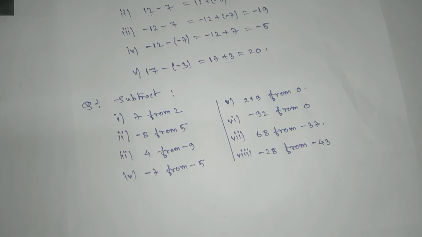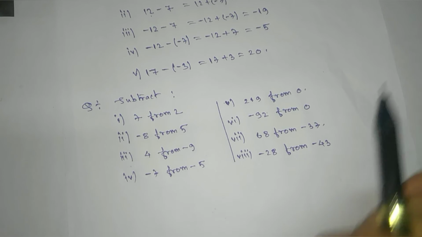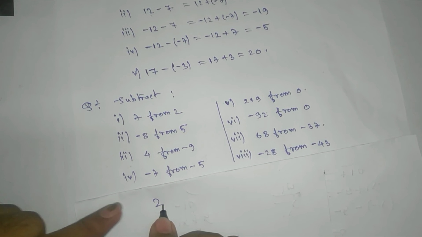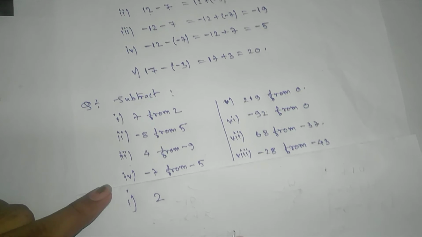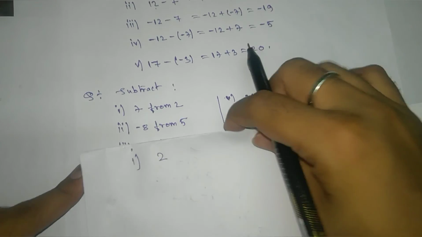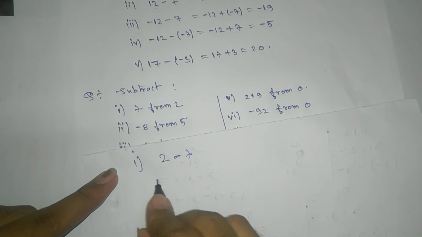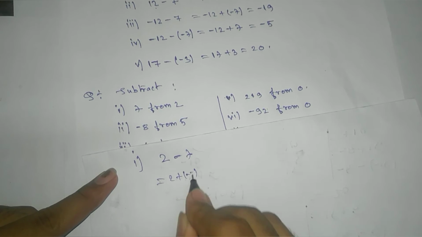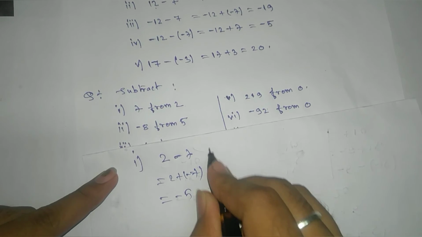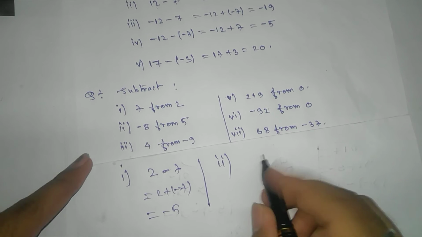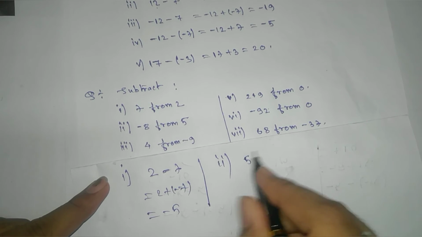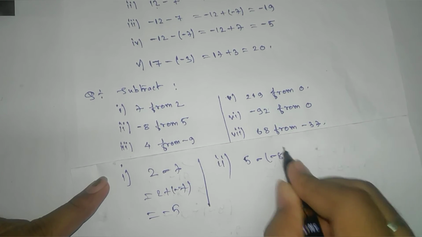Subtract 7 minus 2 or minus 8 from 5. So here they are telling "from", that means we'll take 2 first, and then from 2 we'll subtract 7. So we can write here 2 plus minus 7, that means it will be minus 5. Now for the second number, 5 will be first, minus of minus 8. This will be the presentation.